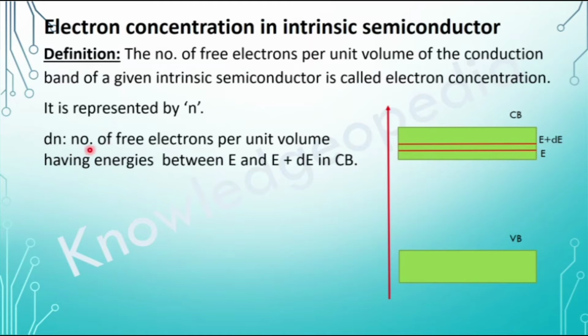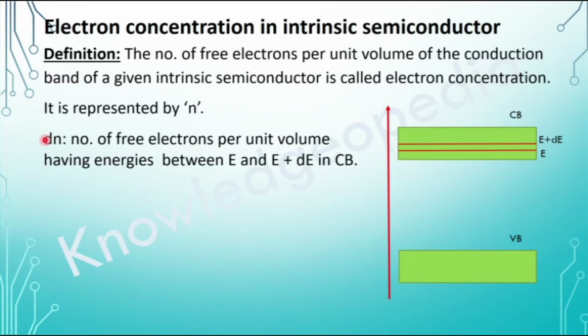So dN is the number of free electrons per unit volume having energies between E and E plus dE, and as we are calculating the electron concentration, this is in the conduction band. So whatever electrons are present in between these two energy states, that is E and E plus dE, are represented by dN. This is a small interval of energy, that's why we are taking the carrier number as dN.